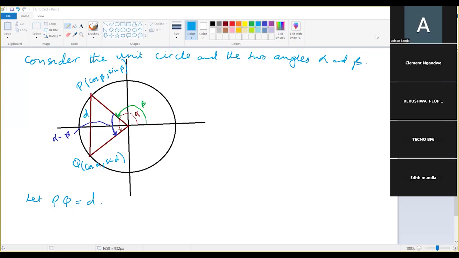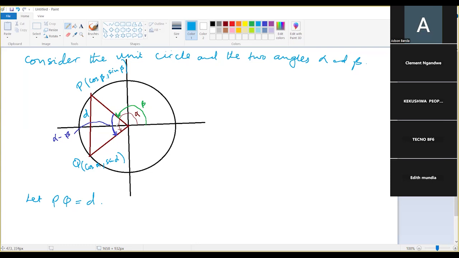Something on this screen on the board. So here we are considering a unit circle, as has been the case before. So let's consider that unit circle and two angles. One angle is alpha and the other angle is beta.